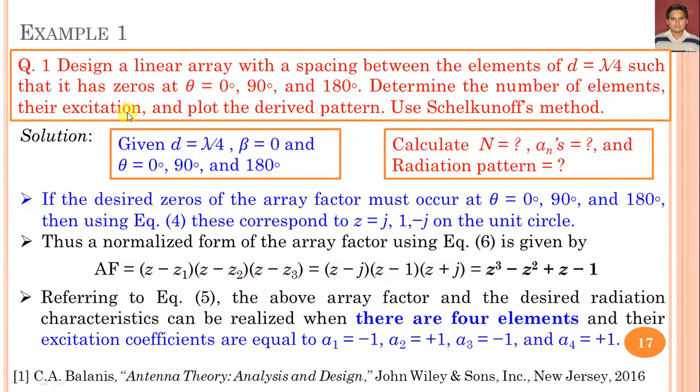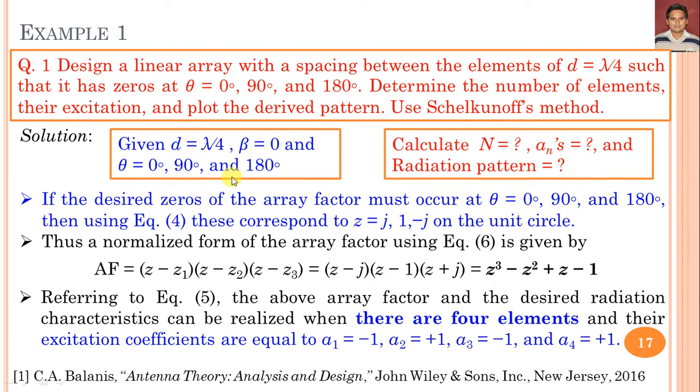And we have considered one example which is based on the Schelkunoff polynomial method, and this is a linear array, and spacing between the elements d is equal to lambda by 4 is given, and it has zeros, I mean roots, at theta equal to 0 degree, 90 degree and 180 degree. Determine the number of elements, their excitation, array factor, and plot the derived pattern, I mean plot the radiation pattern characteristics. These are the given parameters. Need to calculate N, a_n and the radiation pattern.